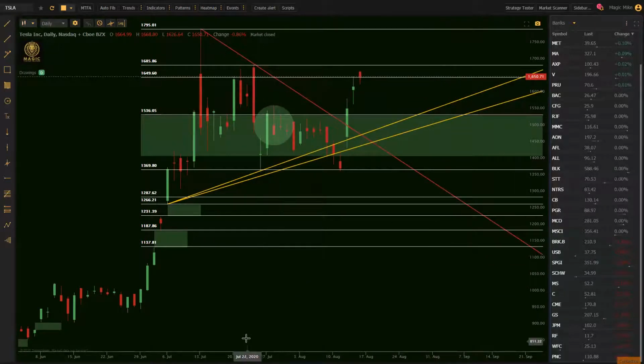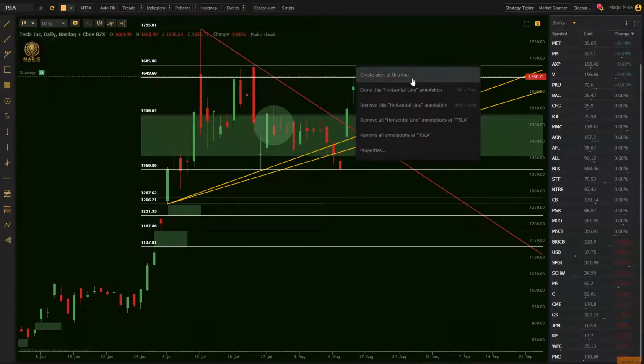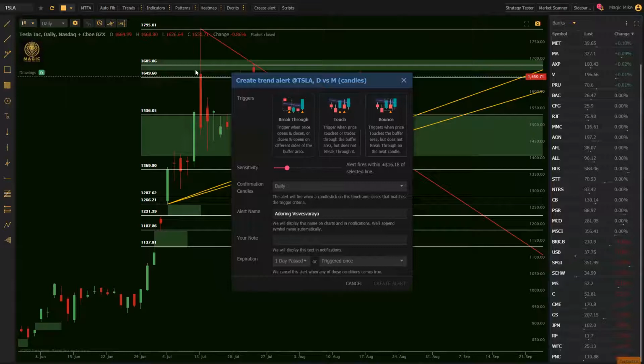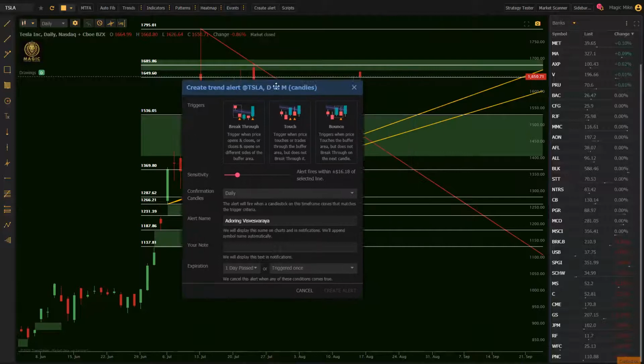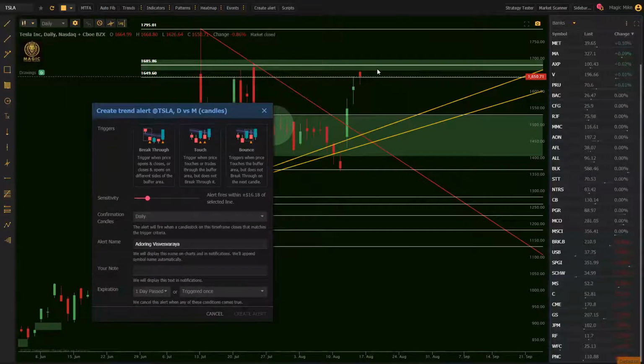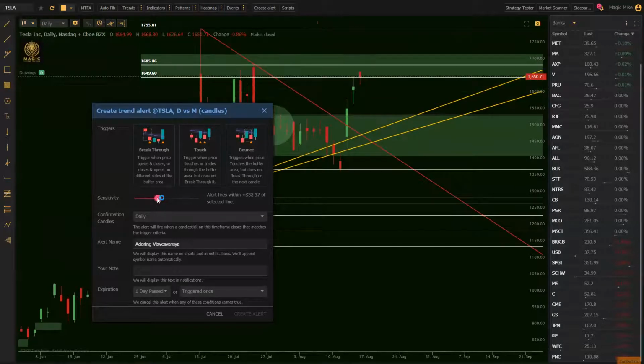So with that being said, I can right click on a trend line, right click on a horizontal line here, and create an alert at this line. Let's just say I want to get alerted when Tesla breaks 1685 right here. To give you an example, you see that faded area there, that greenish line added there. This is where I want to get alerted when a candle starts touching within $16, or I can pull it down. Obviously, it goes thinner and thinner or thicker and thicker, however you want to do it there.